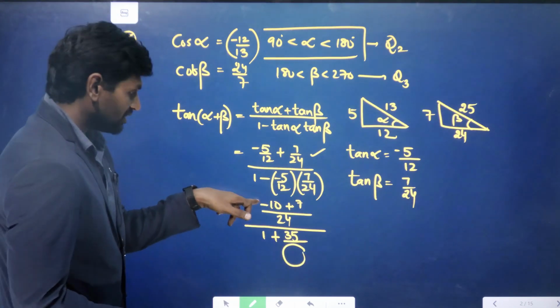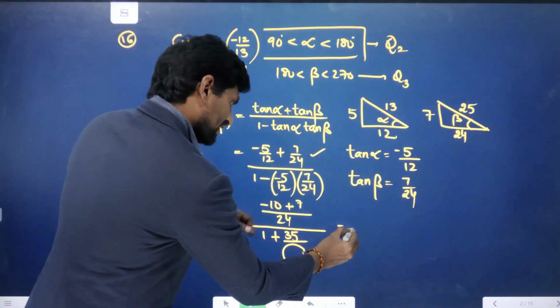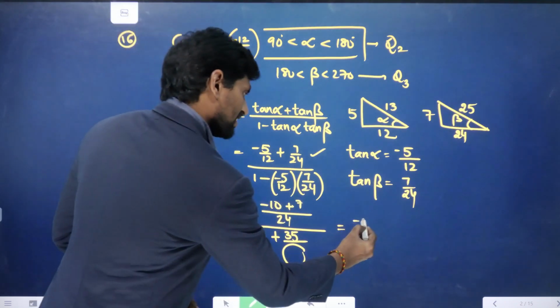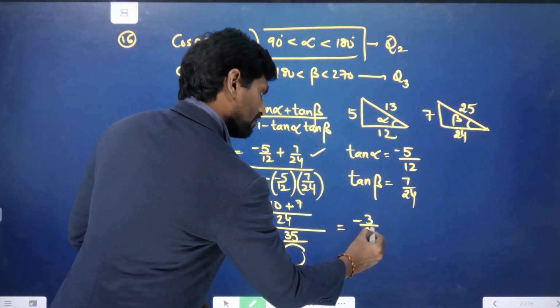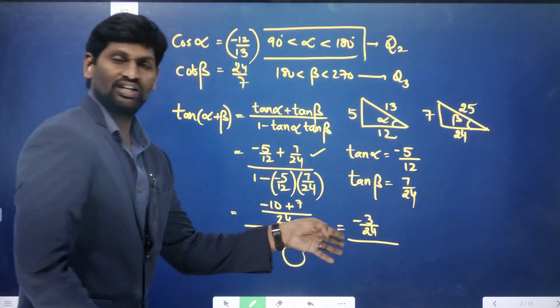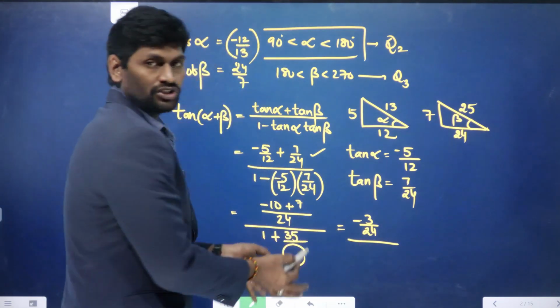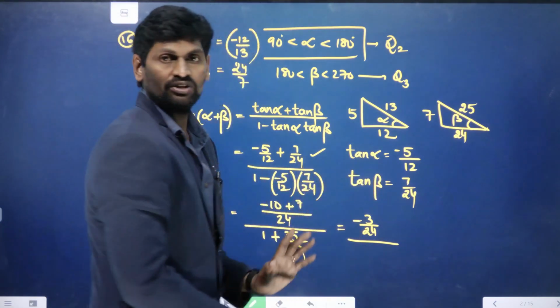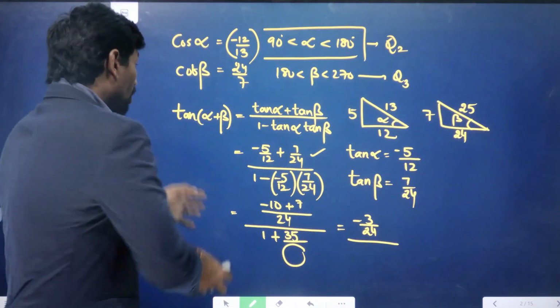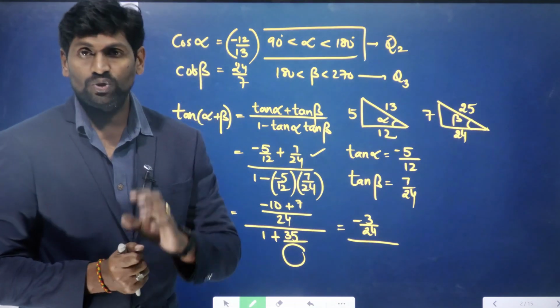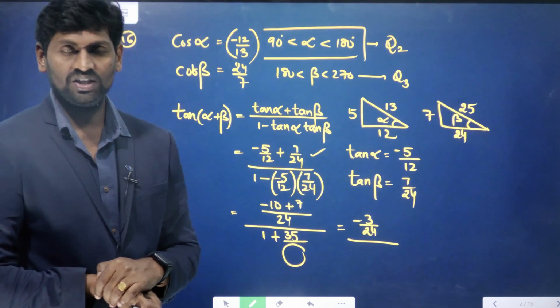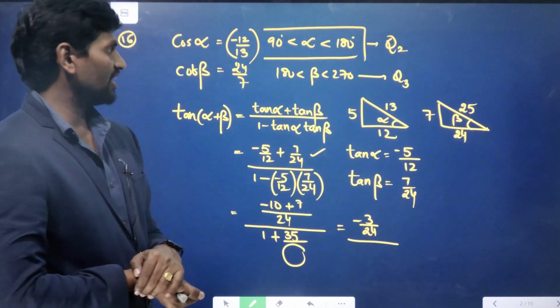But while you are finding the answer here, minus 10 plus 7, answer is minus 3 by 24, right? Minus 3 by 24. Here also we will get a positive value. So numerator is negative value, denominator is positive value. Overall tan alpha plus beta value is negative. Okay? Tan alpha plus beta value is negative.